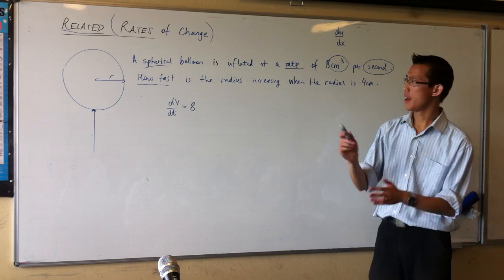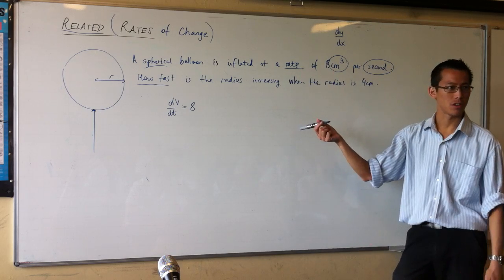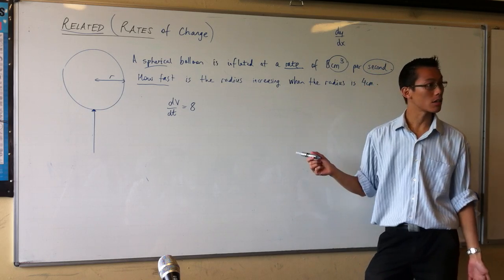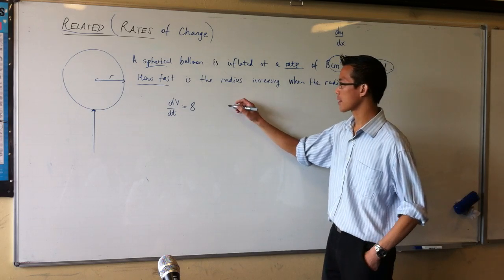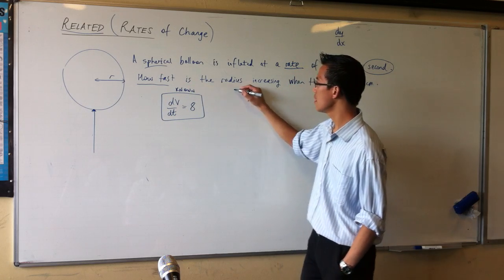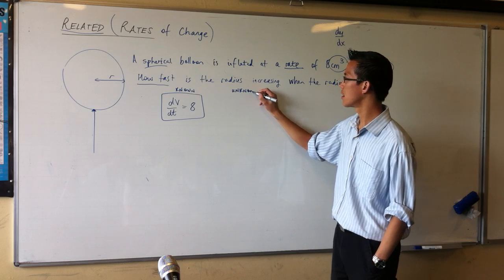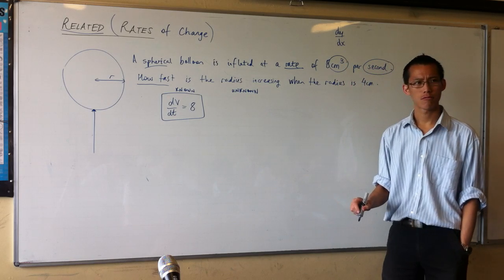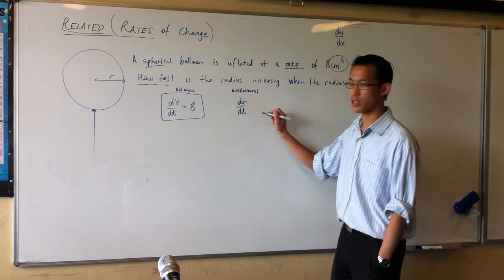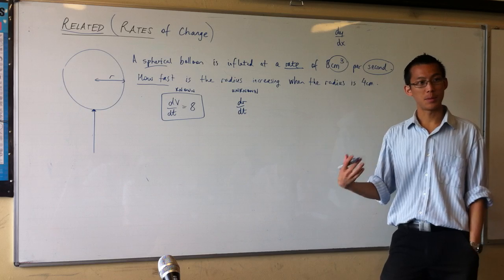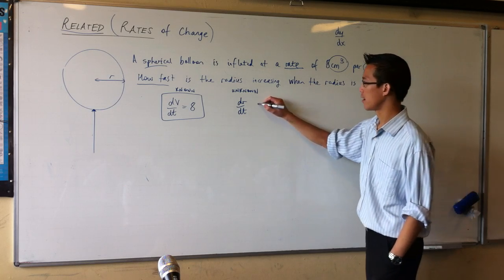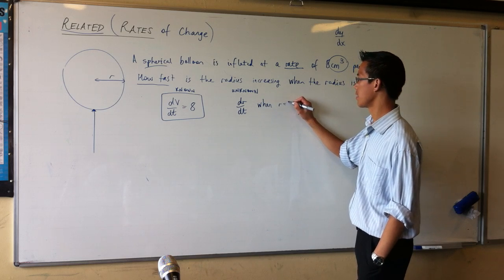Now, that's the first sentence. What is the question? What are we actually after? We're after the rate of the radius increasing. So this is what we know. What's unknown is the radius increases, so that's dr, again, over time. And we want it at a specific position, when the radius is 4, when r is 4.